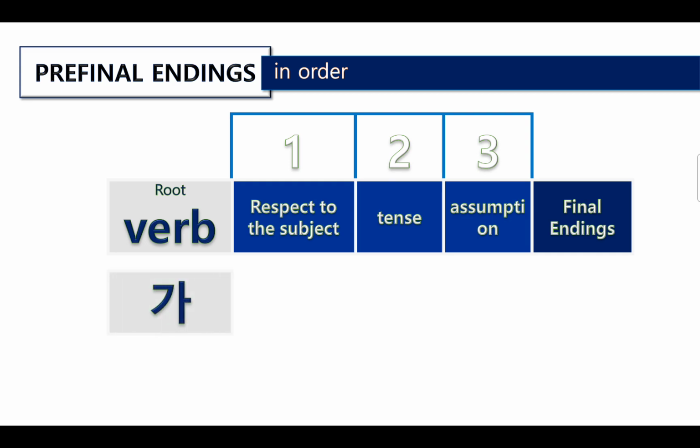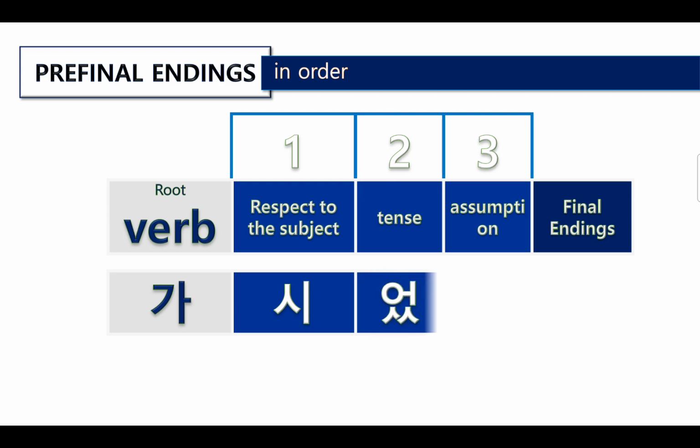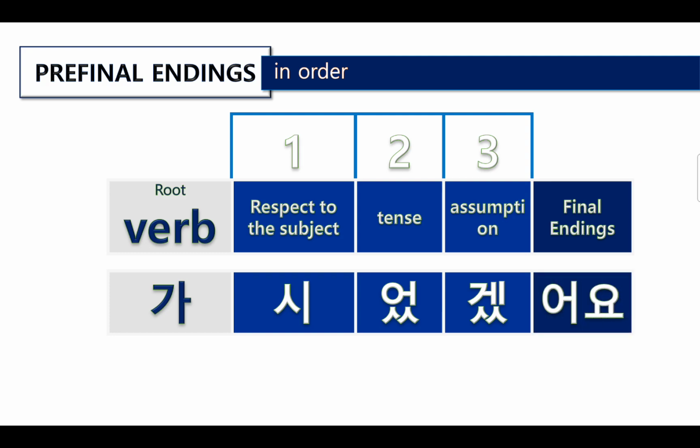Okay? So for example, 가다, 가, go. And respect to the subject, it's 시, right? And let's say this is a past tense. For past tense, she is dark vowel, so we are going to put up. And assumption is get. Do you know? 알겠어요, 모르겠어요, that get. Okay. 가시었get. And final ending, dark vowel, 어요. 가시었겠어요, 가셨겠어요. Okay. So when we combine together, 가셨겠어요.